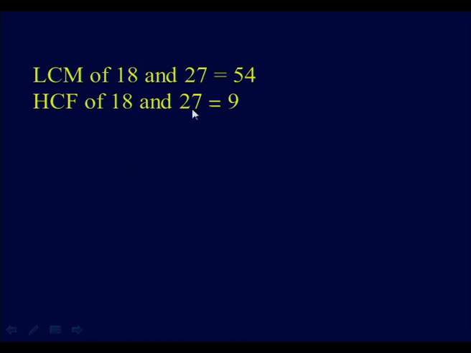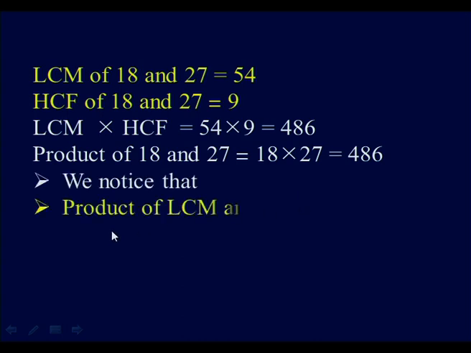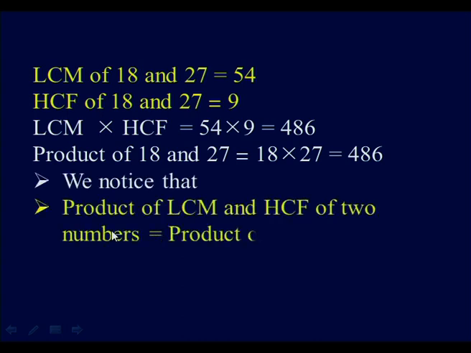Now, let us establish a relationship between these two, that is LCM into HCF. If you find out here, you can see LCM is 54 and HCF is 9. The product of these two gives us 486. The next one, the product of the two numbers 18 into 27, also gives us 486. We notice that the product of LCM and HCF of two numbers is equal to the product of the given numbers. Now, let us take one example and see.